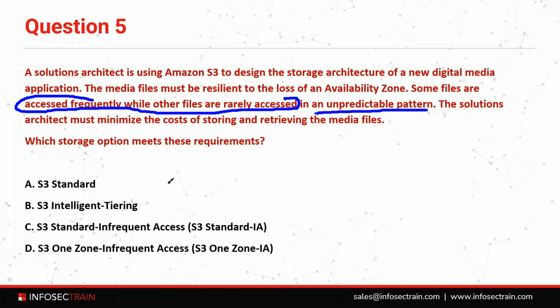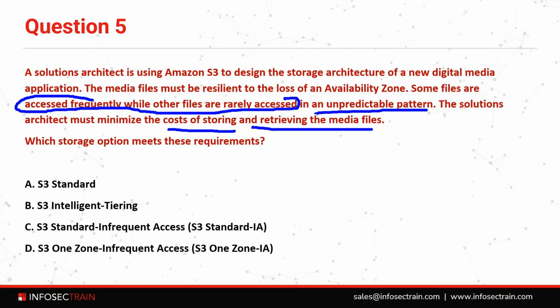So here we have it. It says some files are accessed frequently but others are rarely accessed, so it is an unpredictable pattern you are seeing. The solution architect must minimize the cost of storing and retrieving the respective files. So S3 Standard is there.